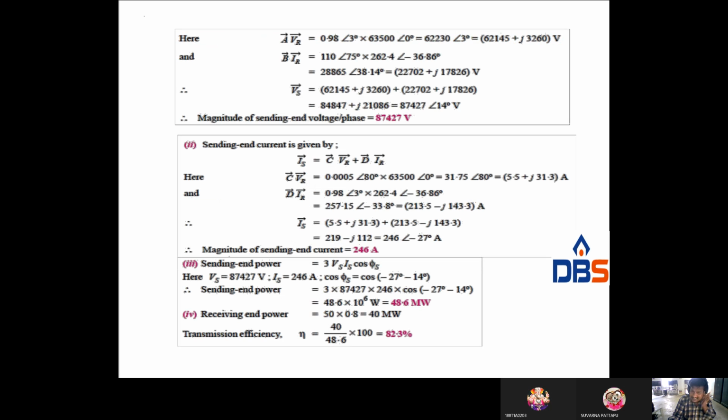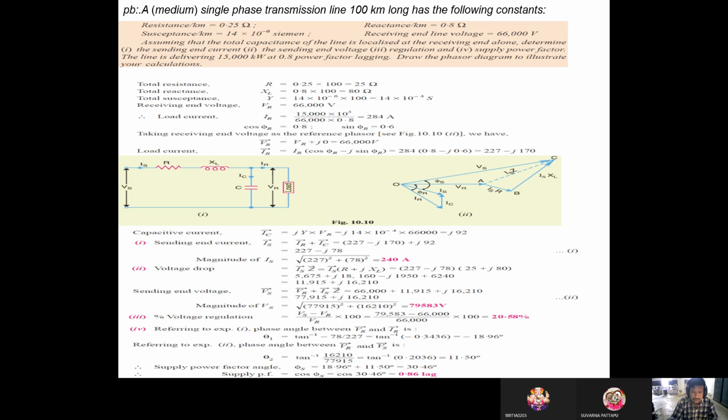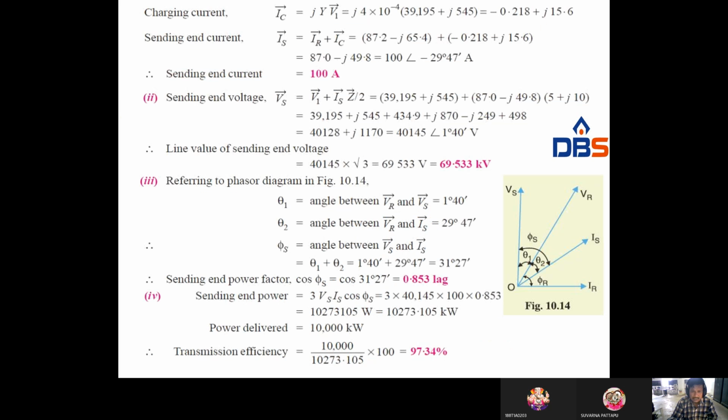Then we calculate the sending end voltage first and then the sending end current, then charging current IC is equal to IS minus IR. Sending end power is nothing but 3 Vs IS cos phi, right? Efficiency is equal to output power by input power, that is receiving end power by sending end power. So getting 82.3%. Like that they are asking problems. This problem was already discussed in the first class itself. This problem also.